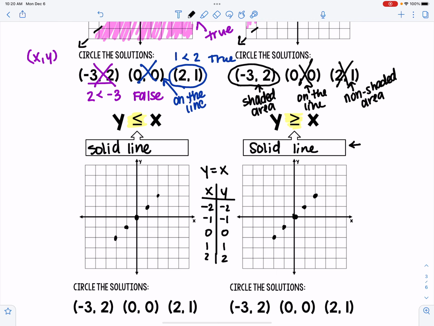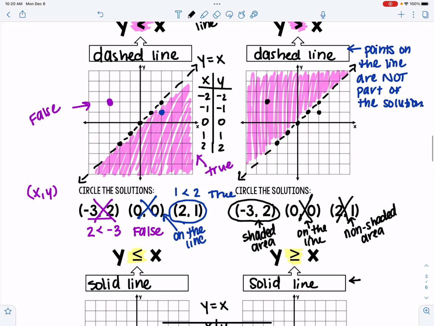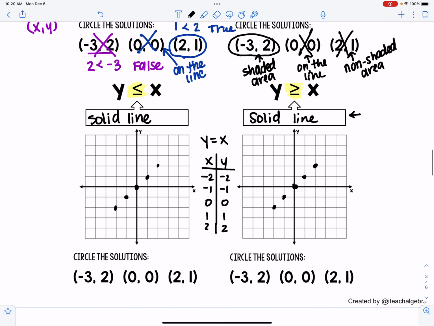And like we said, it's going to be the opposite. So for a dashed line, the points on the line were not included as part of the solution. But on a solid line, the points on the line are included in the solution.